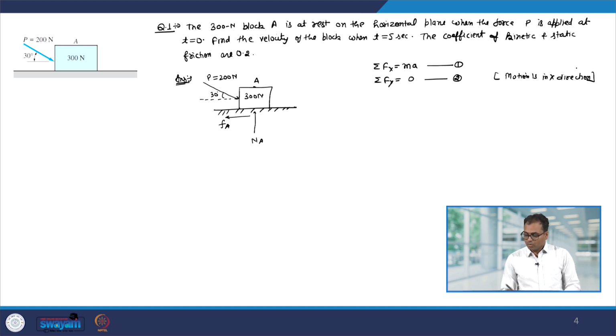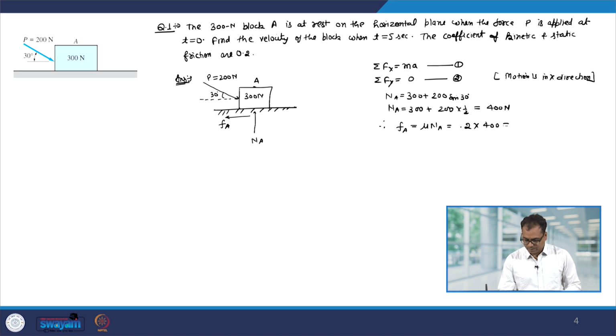Okay. So, from equation number 2 we can find out the value of Na, and therefore I can find out the value of Fa because the frictional coefficients are given. So, let me use equation number 2 to find out Na. We can balance the forces along the y direction. So, we have Na equal to 300 plus 200 sin 30 degrees. Therefore, Na is 300 plus 200 into half, which gives you 400 Newton. Therefore, the frictional force Fa will be mu times Na, and that will be 0.2 into 400 equal to 80 Newton.